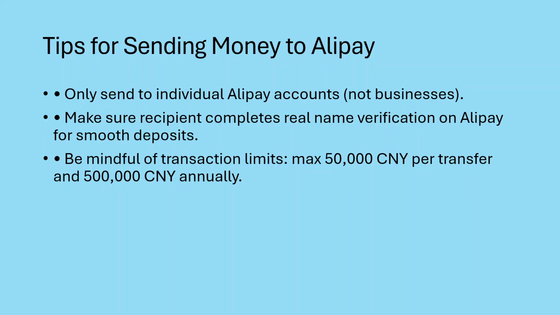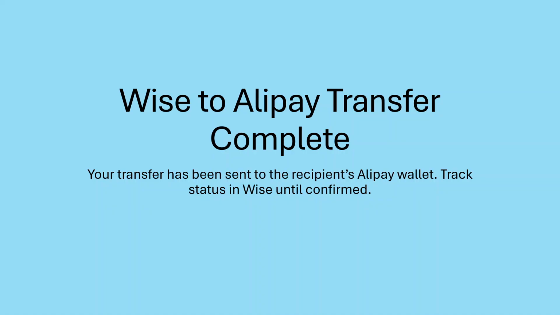Only send to individual Alipay accounts and not businesses. Make sure recipient completes real name verification on Alipay for smooth deposits. And be mindful of the transaction limits. Max 50,000 CNY per transfer and 500,000 CNY annually. And that's how you transfer from Wise to Alipay.